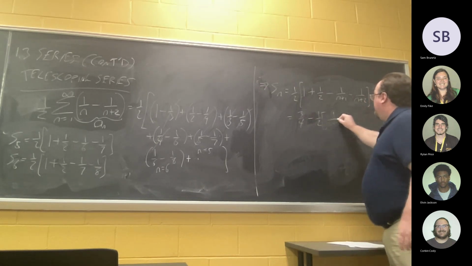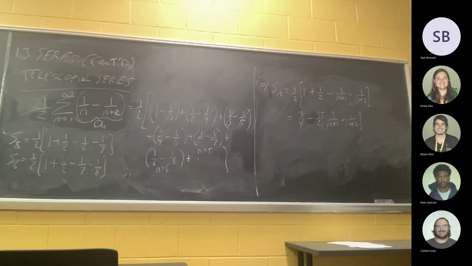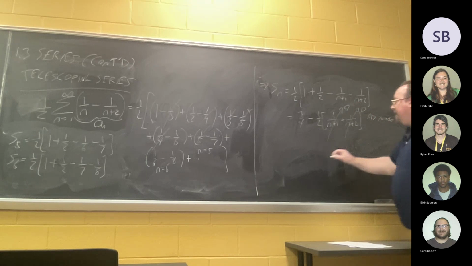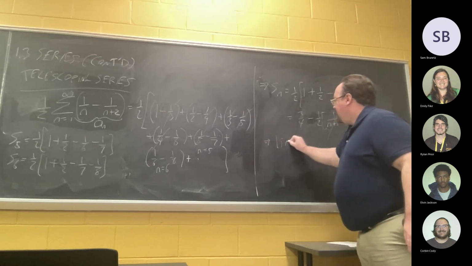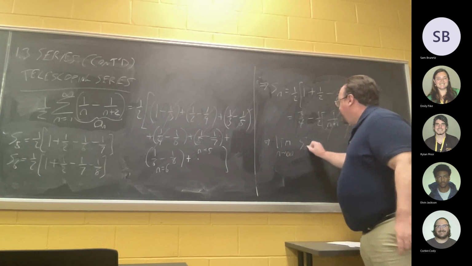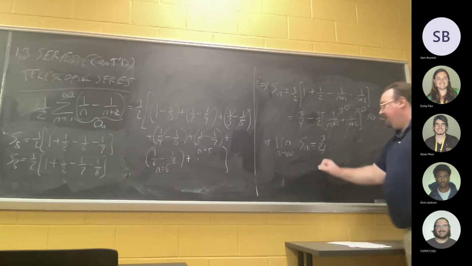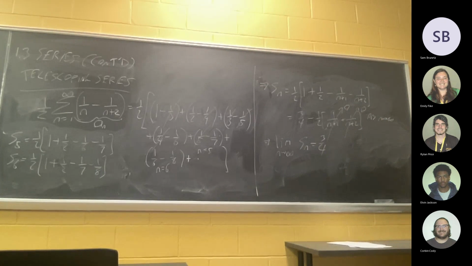Minus 1/2 over n plus 1 minus 1/2 over n plus 2. Okay, so this defines our sequence of partial sums. So what happens to this as n goes to infinity? Yeah, these terms are going to go to 0. So that tells us that the limit as n goes to infinity of the sequence of partial sums is 3/4.